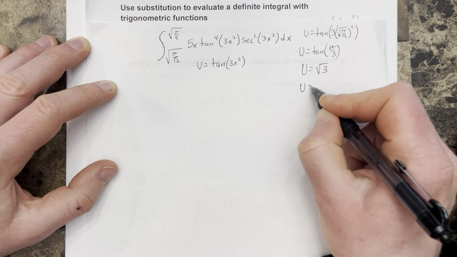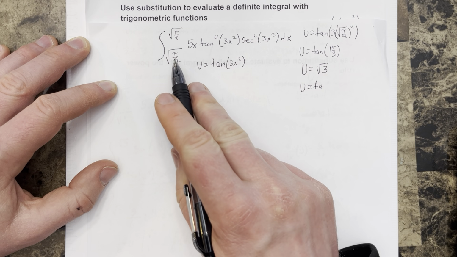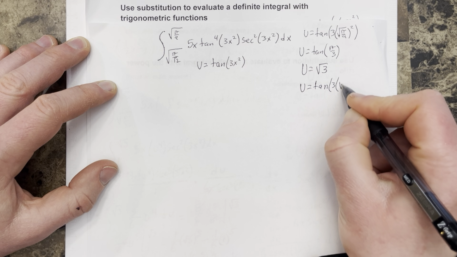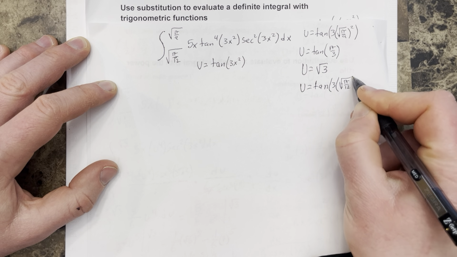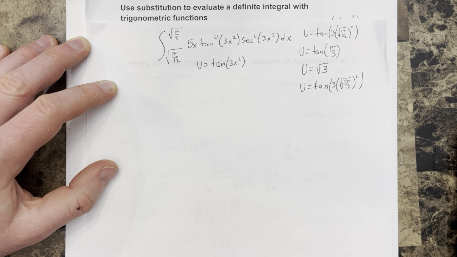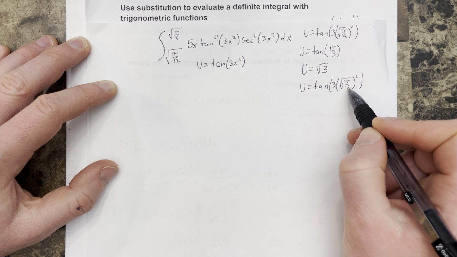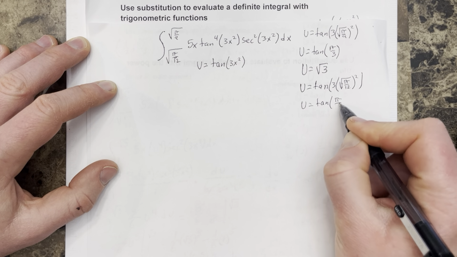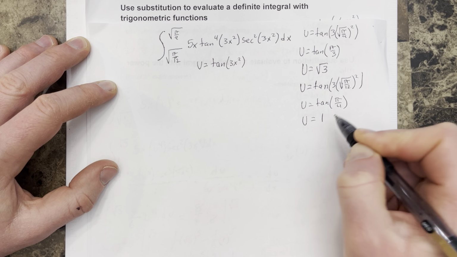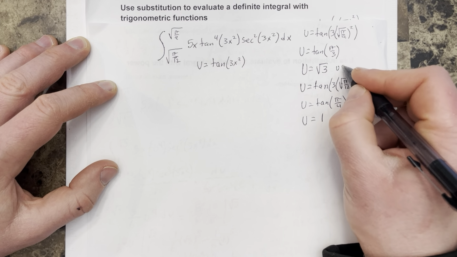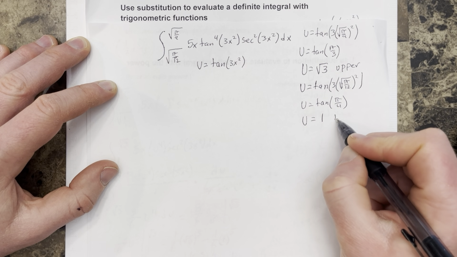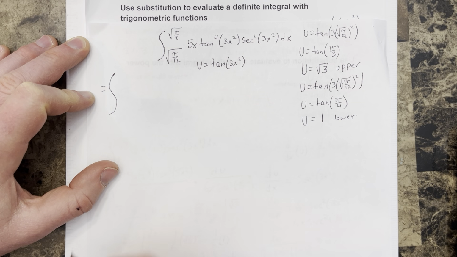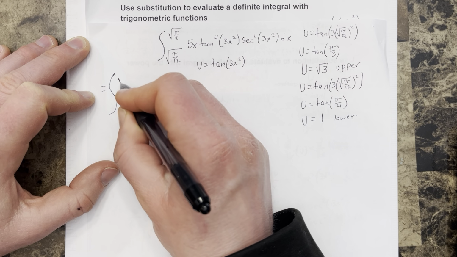root 3, when you do sine divided by cosine at pi over 3, which is 60 degrees. And then if I do the same thing with root pi over 12, I get tan of 3 times root pi over 12, squared. When I square the square root, it cancels. I get 3 pi over 12, which will end up being tan of pi over 4, which is 1. So my new upper bound is root 3, and my lower is 1. So I'm going to write this as the integral of 1 to root 3.